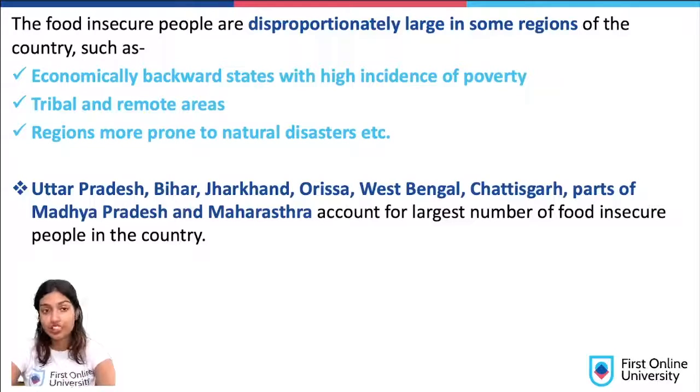You have Uttar Pradesh, Bihar, Jharkhand, Orissa, West Bengal, Chhattisgarh, parts of Madhya Pradesh, and Maharashtra, and they account for the largest percentage of food insecure people in the country. You should note that Uttar Pradesh, Bihar and Jharkhand are among the top three with the highest poverty rates, and hence poverty is correlating with food insecurity.